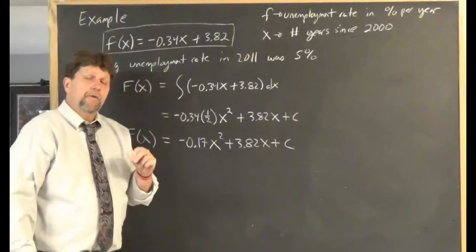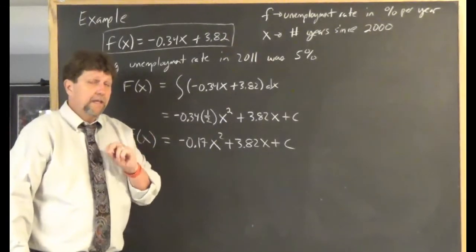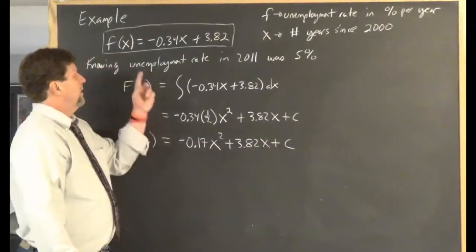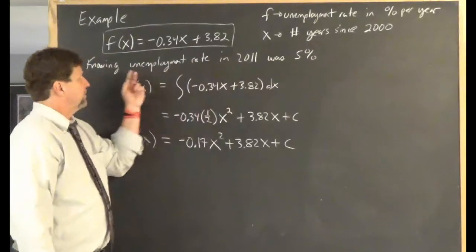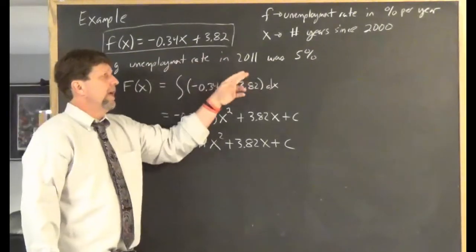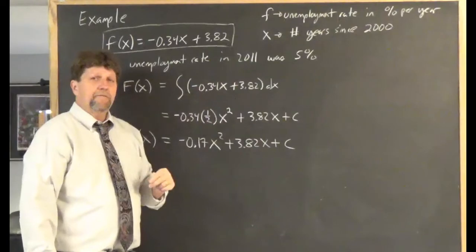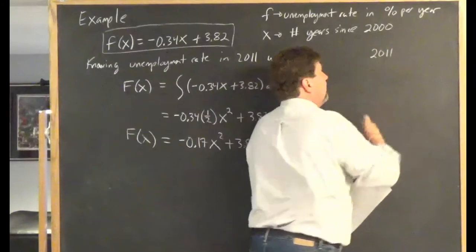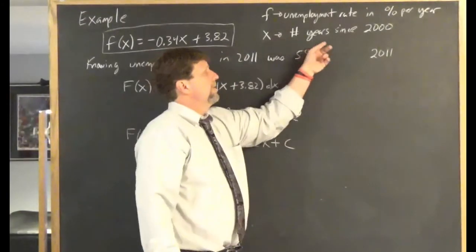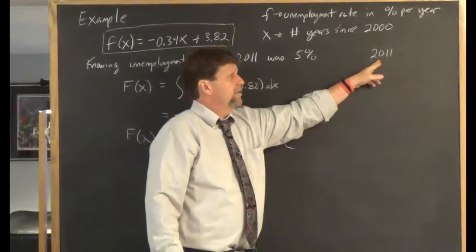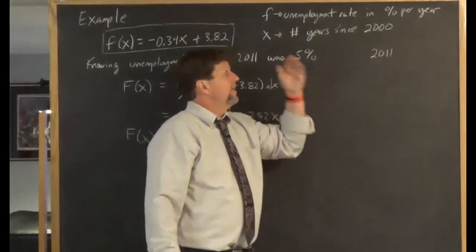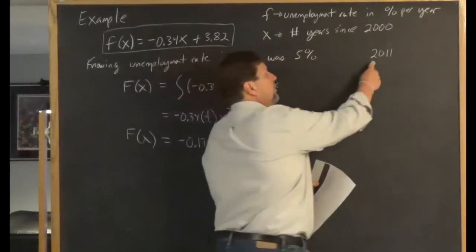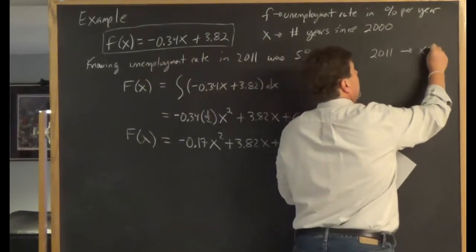But what we don't know for the function that just models the unemployment rate is what this constant is. We don't know what c is. That's where this information comes in. We know the unemployment rate in 2011 was 5%. Well, first off, since x is the number of years since 2000, 2011 would be 11 years after 2000. So x is 11.